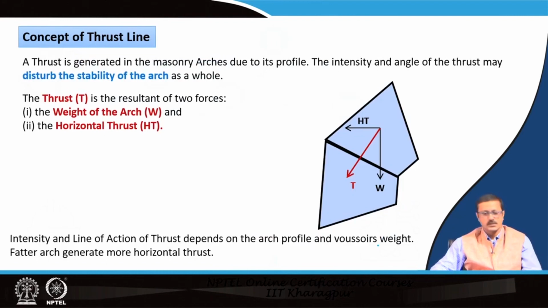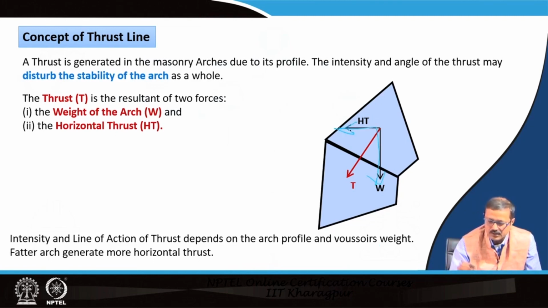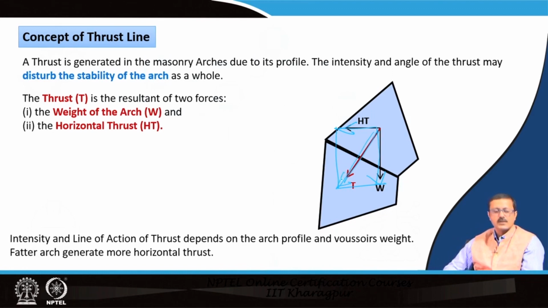So, we will now go to the concept of thrust line. A thrust is generated by two wedge actions. There is the weight of a wedge, and there is another, horizontal thrust, and it has a resultant. So, that is the thrust. The thrust is generated by virtue of the weight of the wedge and the horizontal thrust, because one will give you the thrust to the other.